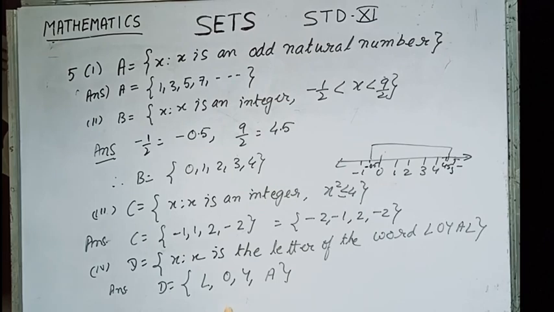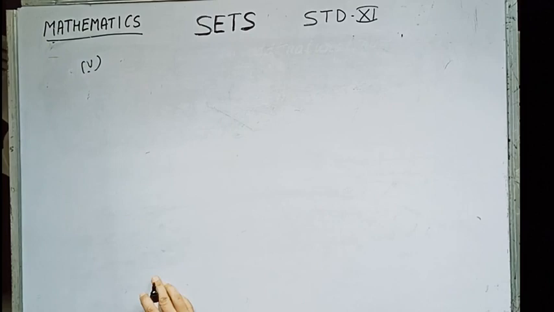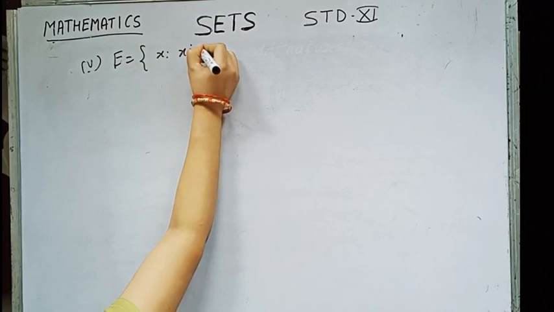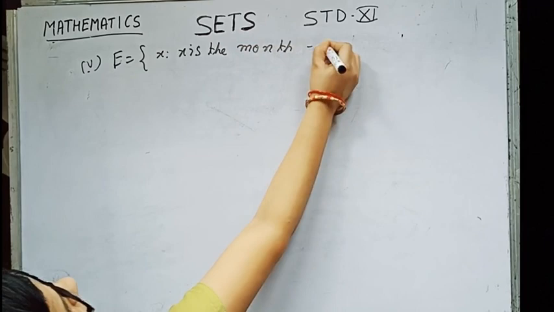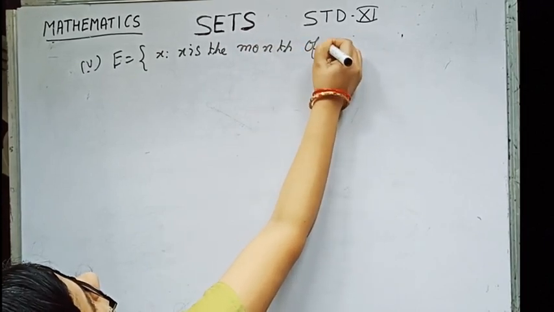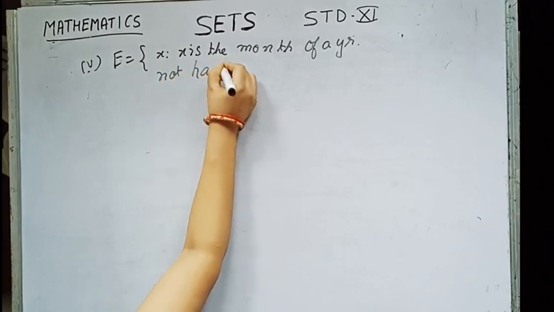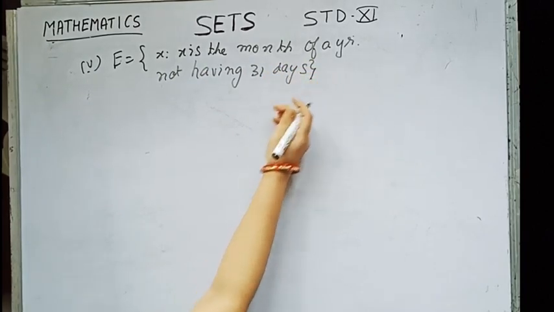Now let us go to subpart number 5. Subpart number 5 is E equals to {x such that x is a month of a year not having 31 days}. So clearly you can answer this.